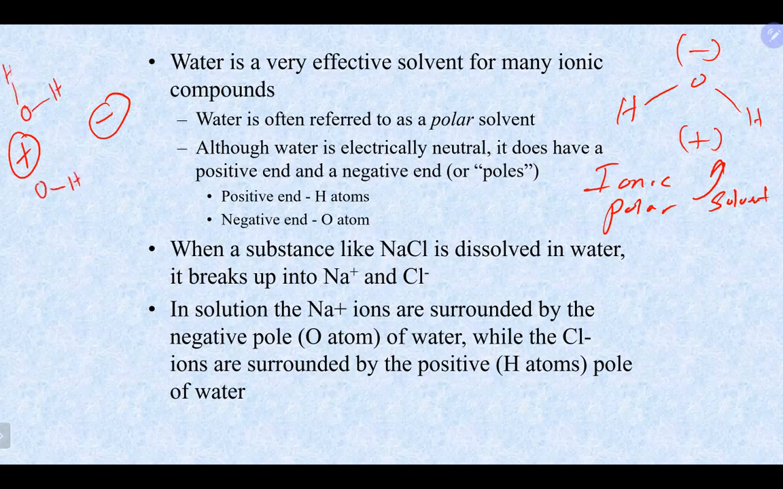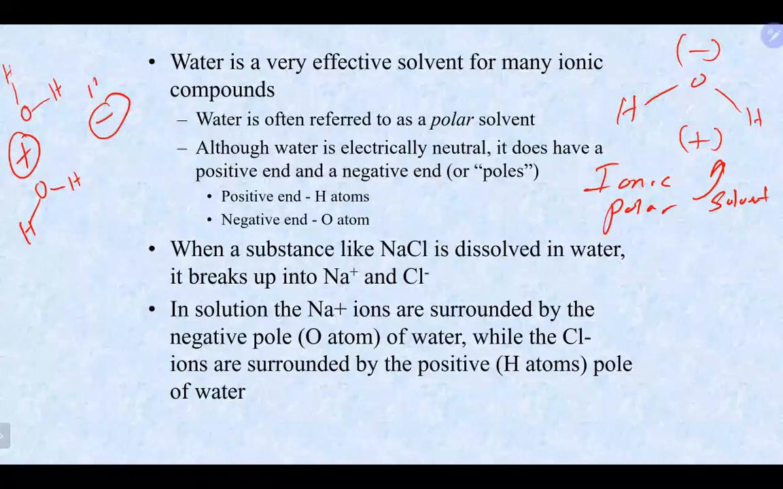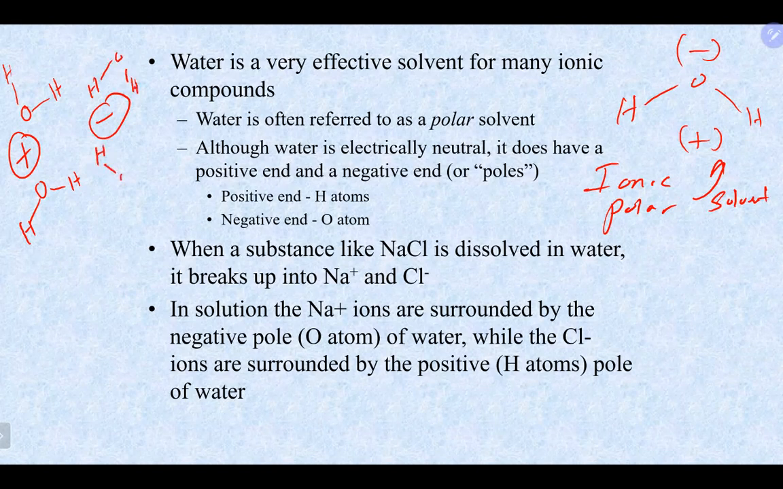Opposites attract, so the negative side is attracted to the positive side. The negative ion, say the chloride ion, would be surrounded by the hydrogen part of water, which is the more positive part. So it gets surrounded by the hydrogen side of water. And this does a couple of things. This allows something like sodium chloride to dissolve.